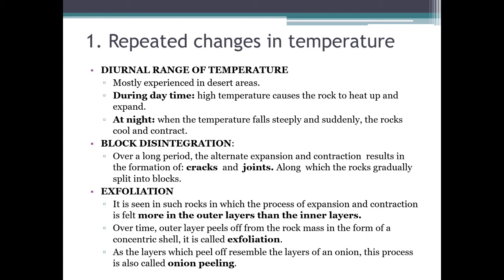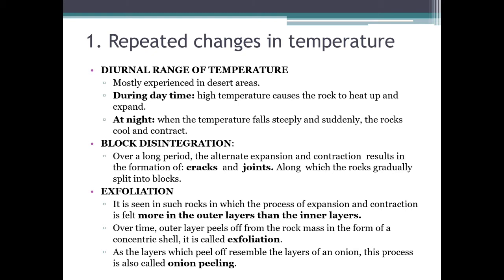The very first one is block disintegration, in which over a long time, the expansion and contraction, as we have discussed, alternate. Expansion is there, and then at night contraction is there. This alternate change in temperature results in the formation of cracks as well as joints. When the rocks break up in block structure along those cracks and joints, it is known as block disintegration. They are in block shape.